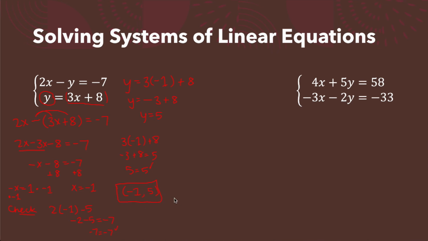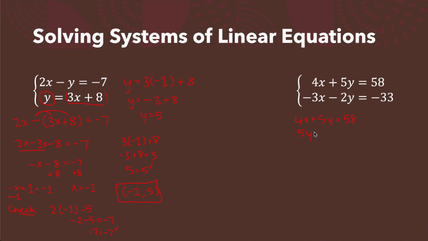Sorry about that. Okay, let's do the second one. 4x plus 5y is equal to 58, and -3x minus 2y is equal to -33. So I'm going to choose this one because it doesn't have any negatives, and isolate y. So 4x plus 5y is equal to 58. You can already see that this is going to be some ugly work.